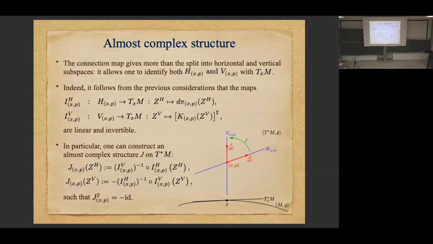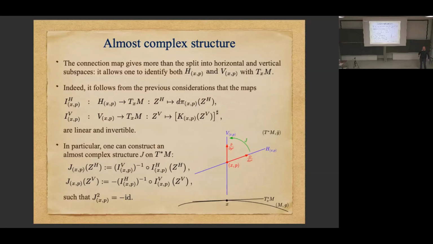So that's what's indicated here. So you take IH and then you take the inverse of IV. That gives you a vertical vector, and J of Z vertical will be minus. So you map this into minus this one like this, and you can show that the square of this map is minus the identity. It's like a 90-degree rotation you can think of.